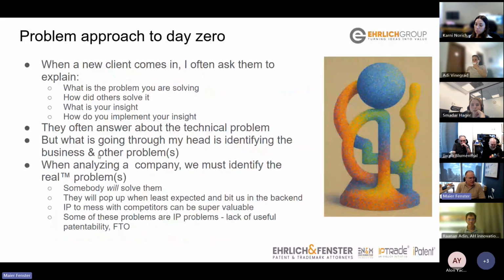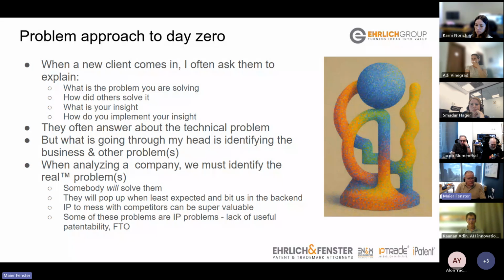I've given a talk about day zero, and imagine that all GLP-1 agonists walking in before they actually have a company. How do I look at them through the lens of a problem? So often what I do is I tell them to explain just 4 points. 1, what is the problem you're solving? 2, how did others solve it? 3, what special insight do you have? And 4, how do you implement your insight? Okay, this is really the basis for writing a patent.